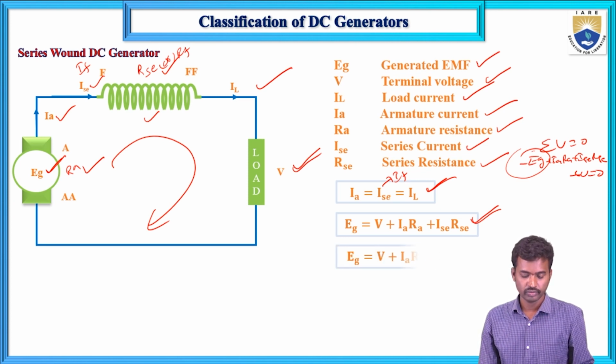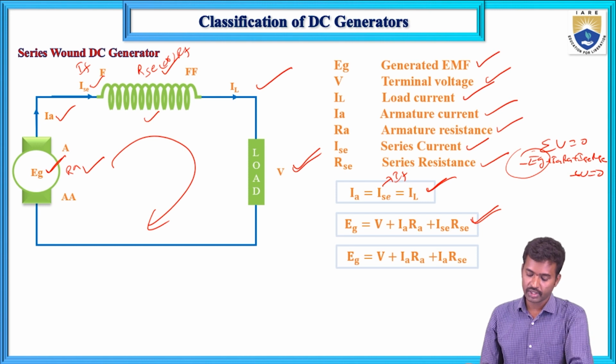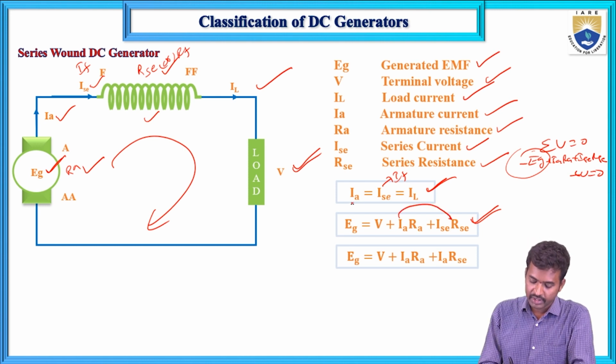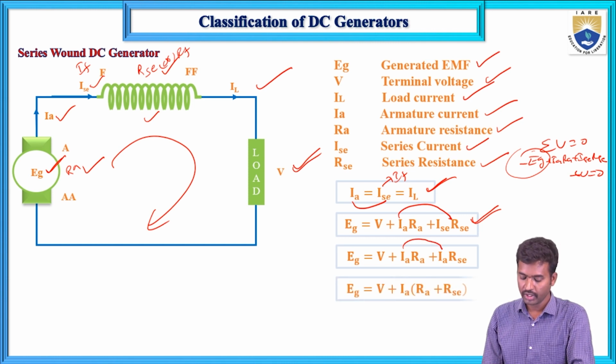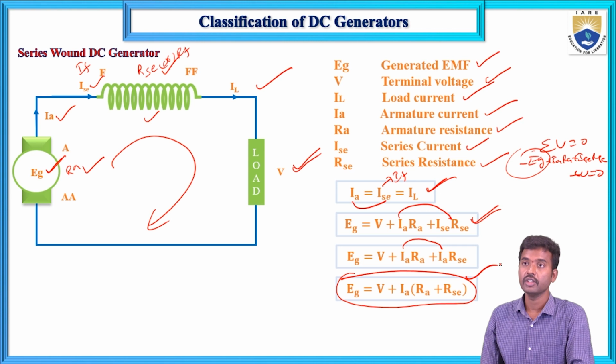Now in this case, Ia and I series are both the same, so you can take the common term. Ia is the common term. So EG equals V plus Ia (Ra plus R series). This is the final equation for series. We can use the earlier one also, but since I series and Ia are the same, the final equation is EG equals V plus Ia (Ra plus R series).